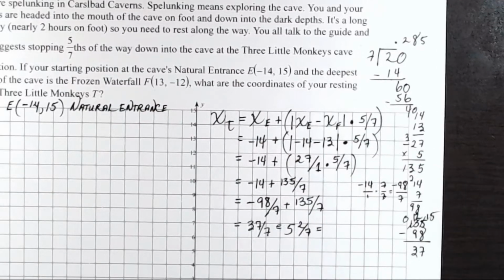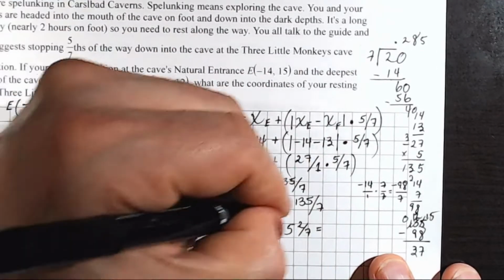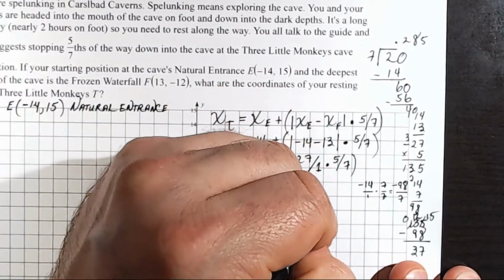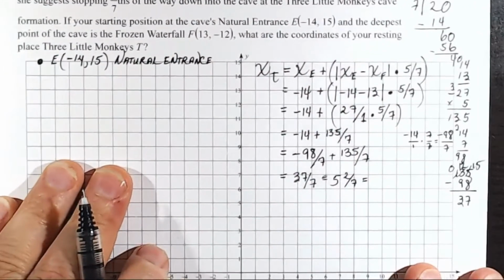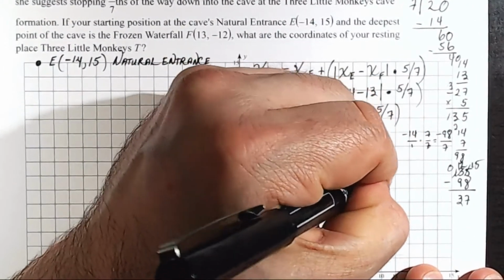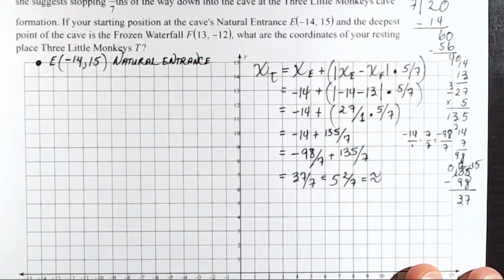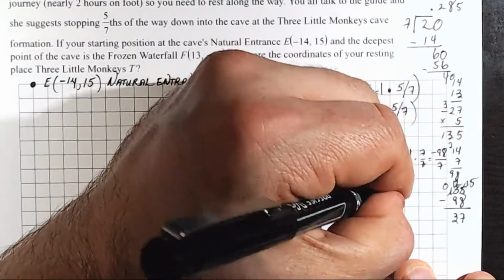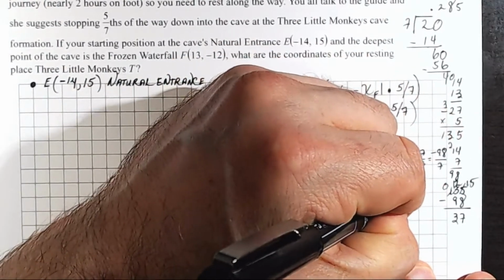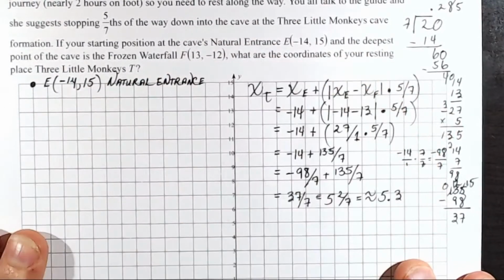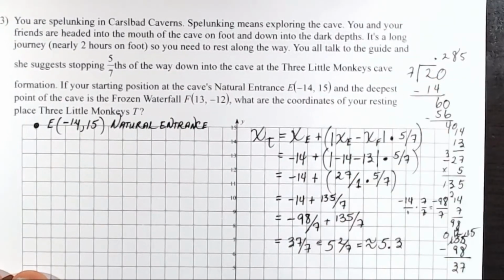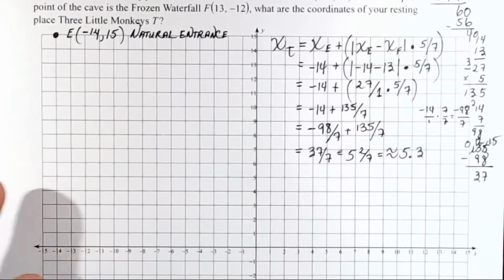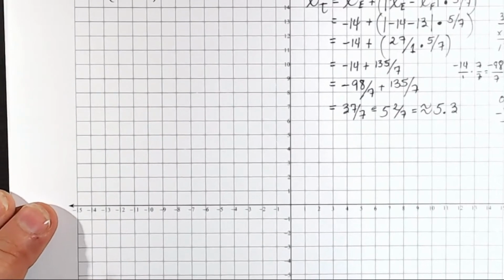Okay, so what we'll say is, we'll say that this is 5 2/7 is approximately equal to 5.3. All right, because I'm going to round to the nearest tenths place. All right, so 5.3 is the x coordinate.